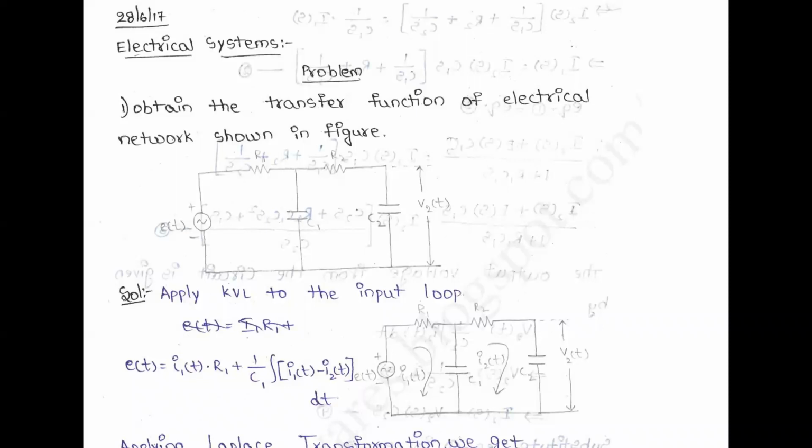Resistor: V = IR. Inductance: V = L di/dt. Capacitance: V = 1/C ∫ i dt. Now, applying KCL, the current through the elements: for a resistor, I = V/R; for an inductance, I = 1/L ∫ V dt; for a capacitance, I = C dV/dt.